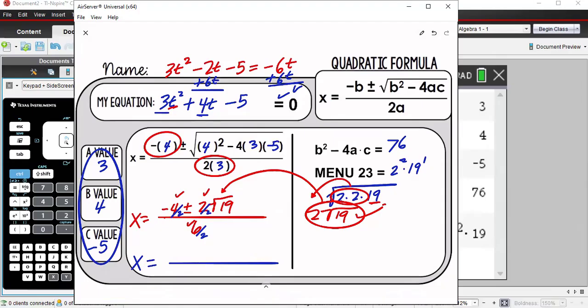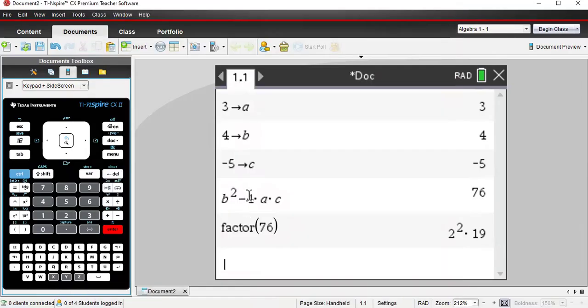A negative 4 divided by 2 is a negative 2. We got the plus or minus part. 2 divided by 2 is 1. We got the square root of 19. And then in the bottom, we have the denominator, 6 divided by 2, which is 3. So this is our final answer. And that's what we're going to enter into our Delta Math.